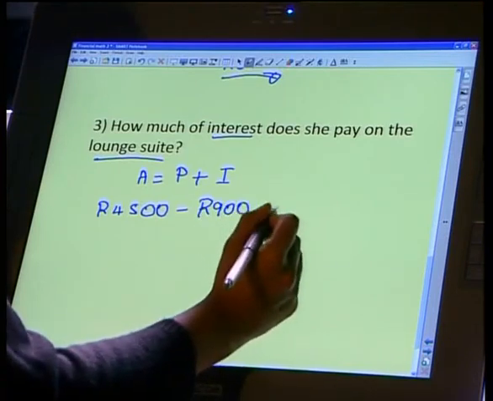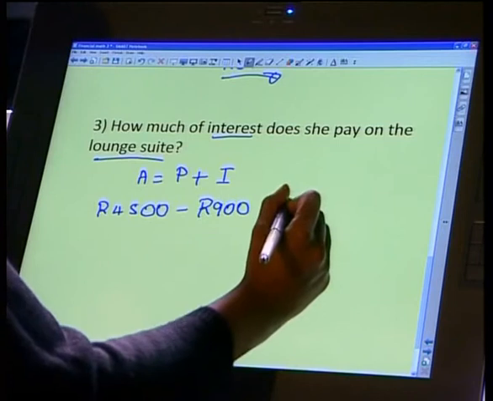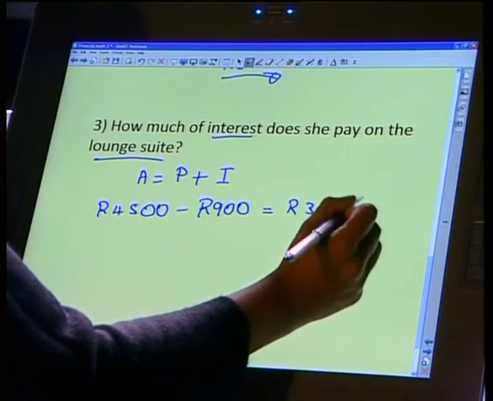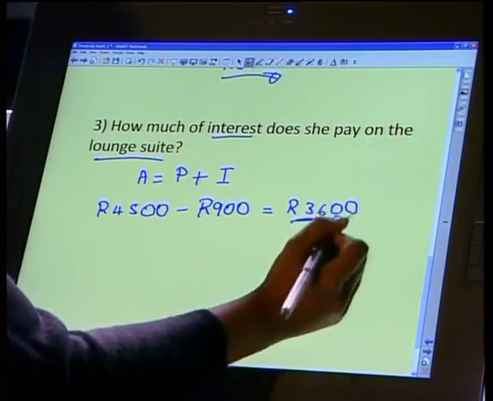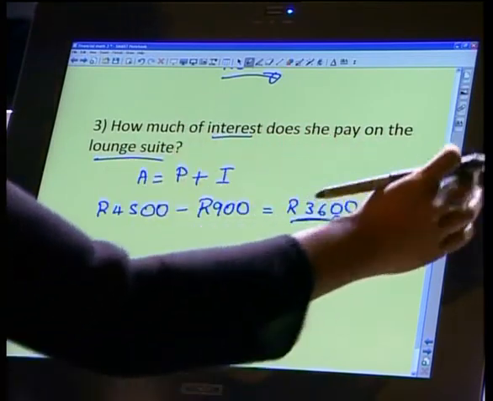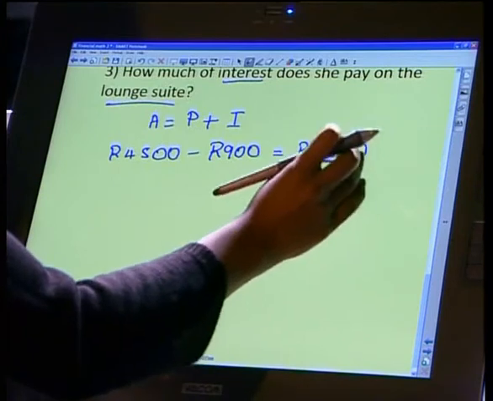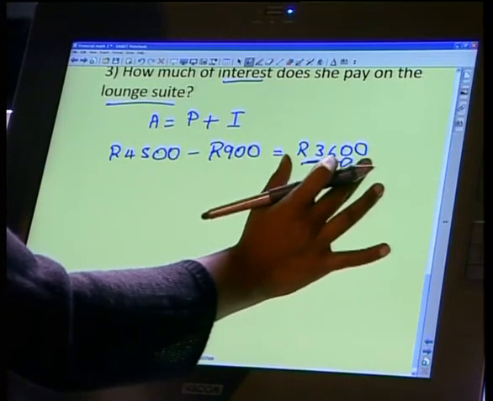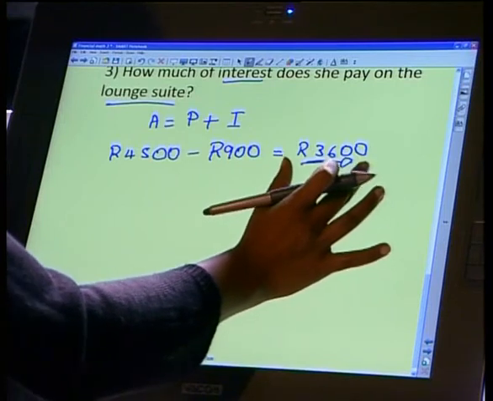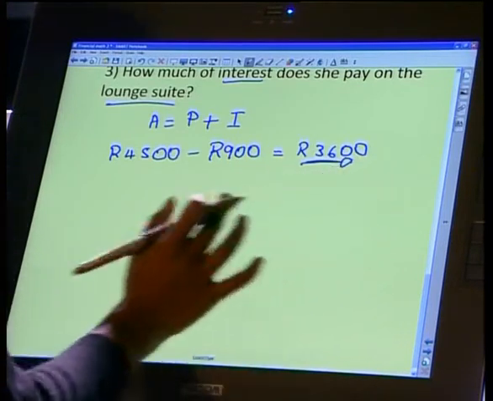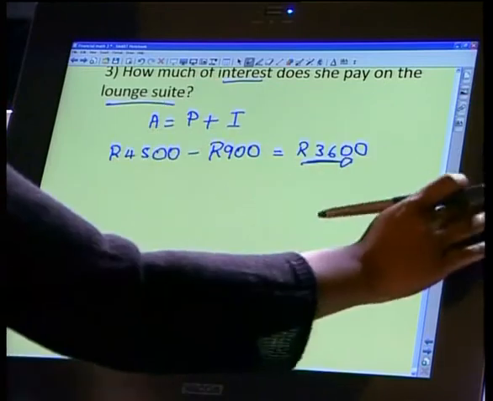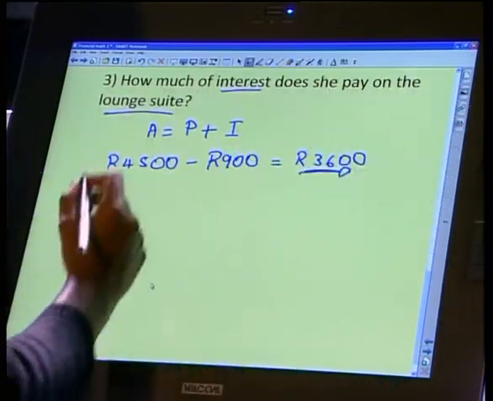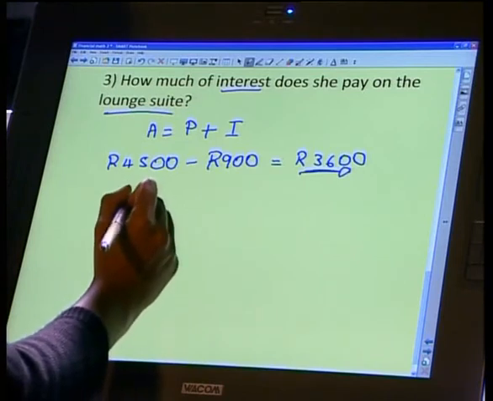So therefore she only was paying back a loan amount of 3,600 Rand. That's how much she had to pay back. Okay, that was what the original credit agreement was based on. She has to pay back more than that, but this is what the original HP agreement was based on, the amount of 3,600 Rand. She ends up, at the end of everything, she ends up paying 6,900 Rand, including the deposit.